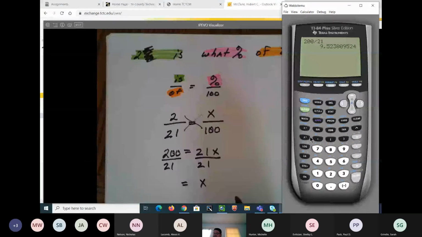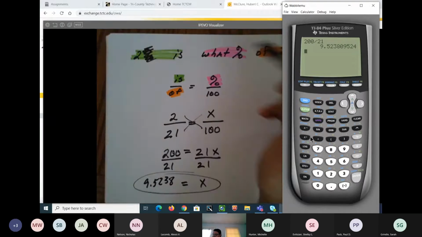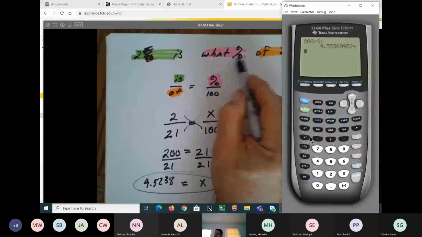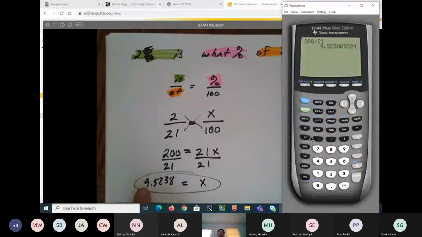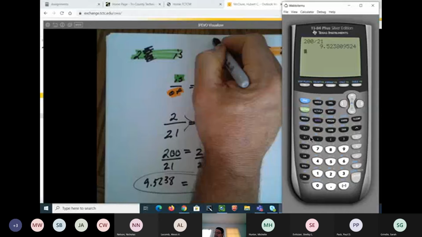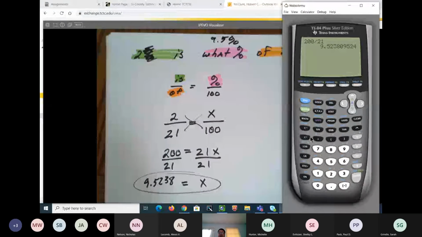200 divided by 21 is 9.5238. So 2 is 9.52% of 21. I would just go ahead and say 9.5% or 10%. That's what I would say. 2 is 9.5% of 21. And that's how you do the sentence problem. Let's do another one.